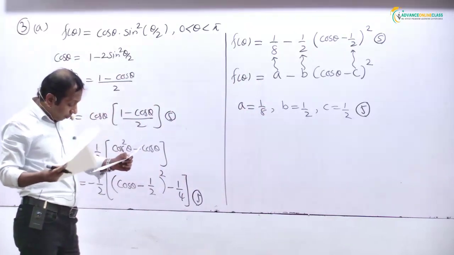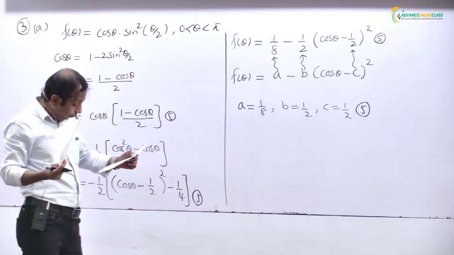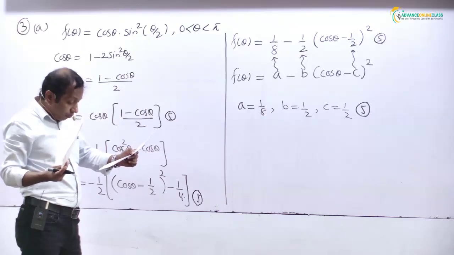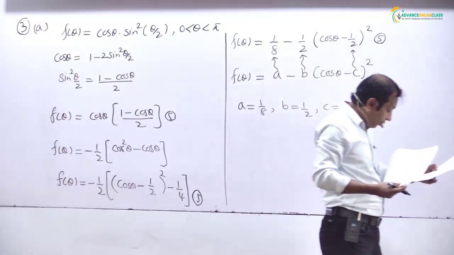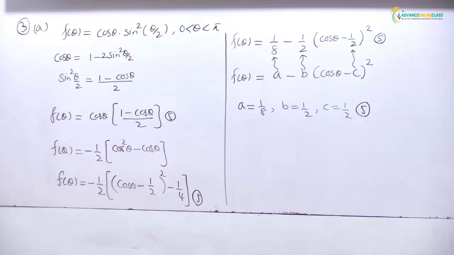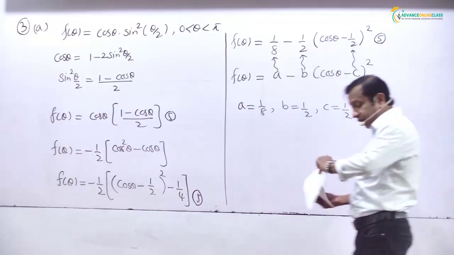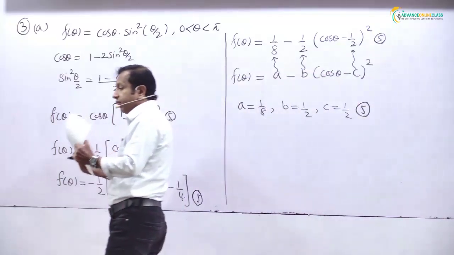Okay, next part, given this way. In the triangle ABC in usual notation, if cos A into sin squared A by 2, plus cos B into sin squared B by 2, plus cos C into sin squared C by 2 equals 3 by 8, show that ABC is an equilateral triangle.